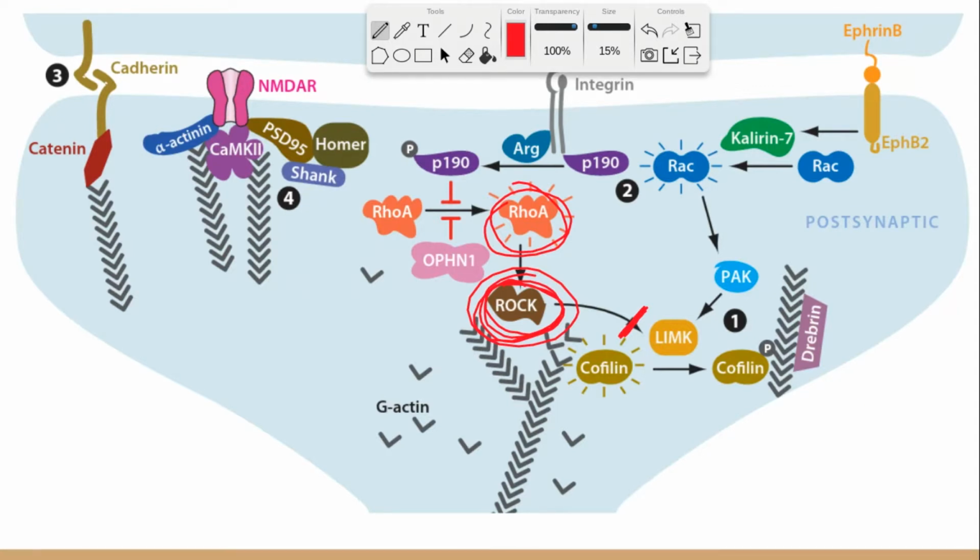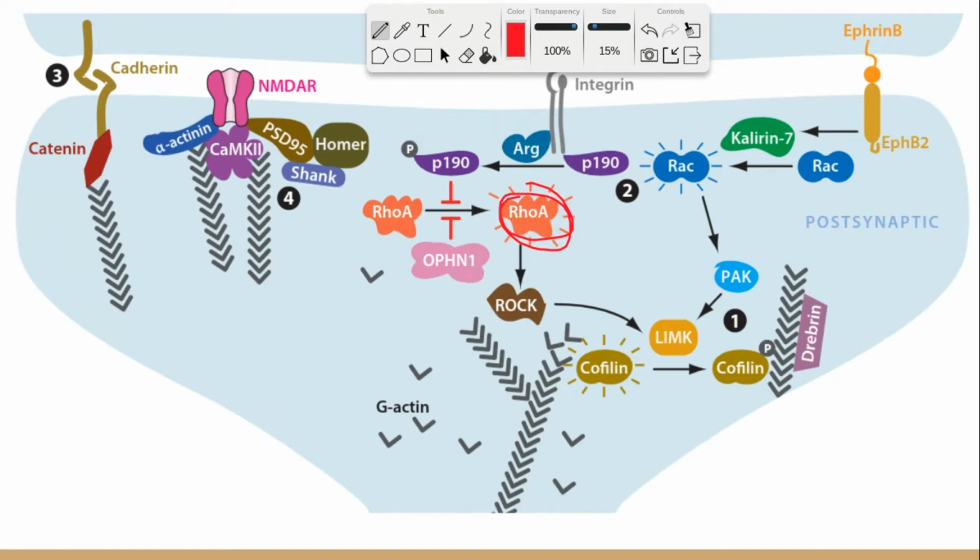So RhoA stimulates dendritic spine shrinkage by binding and activating ROCK, which inhibits LIMK, and that allows cofilin to start severing F-actin and producing G-actin. RhoA-ROCK also activates actinomyosin, and this causes contraction of actin. So being a GTPase, that means RhoA activity is dependent on GTP. Again, we said this is a GTPase, so it needs GTP in order to do all this.